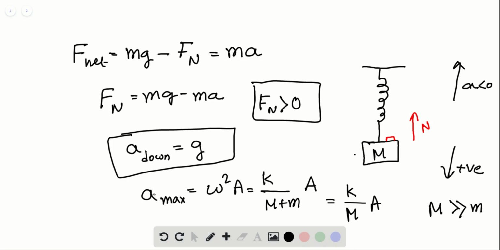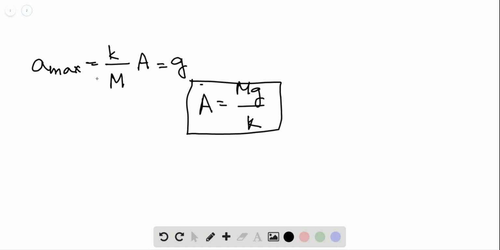And from there we can write that the maximum acceleration possible is g, and we know that a max is omega squared times the amplitude, where omega is the angular frequency, and we converted that in terms of spring constant and mass. And since we know that the mass of the block is very, very much greater than the mass of the penny, we can ignore small m here. And after that, we actually equated that expression to g and solved for the amplitude.